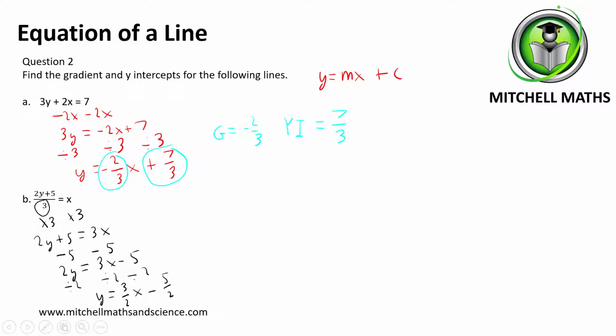You don't have to write them as fractions. You could write them as decimals. I'm just going to leave them as fractions for this, but either way is correct. Right, now I'm going to look at what's the number before the x. That's going to be 3/2, so the gradient is equal to 3/2, or 1.5. The y-intercept is equal to this term here, which is minus 5/2, or minus 2.5.